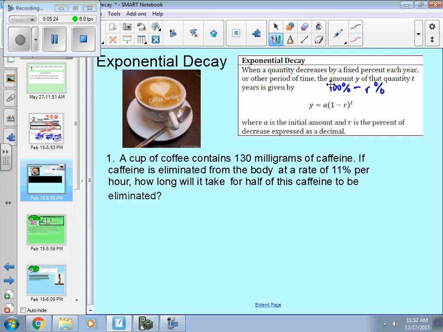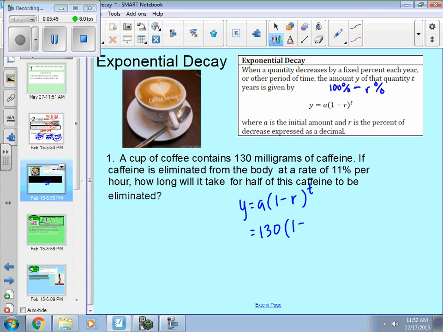Okay, so we want to start with our equation here. We know it's a decrease because it's going to be eliminated, which means decreased from your body. So we're going to use this equation here. And we know we're going to be subtracting the rate from 100%, or from 1 if we turn it into a decimal. So here our starting amount is 130.